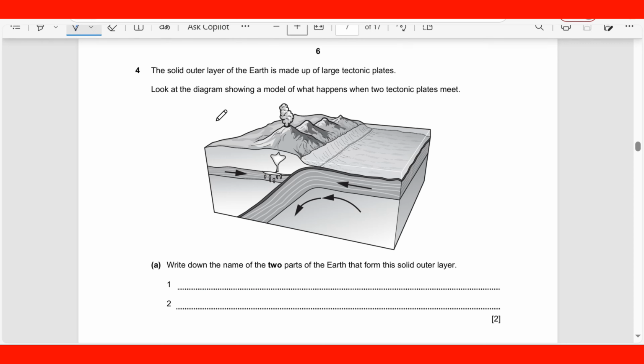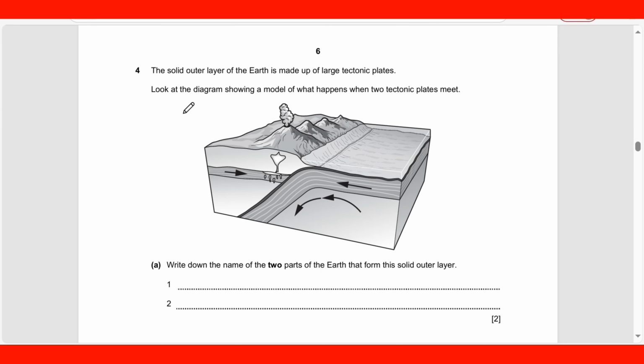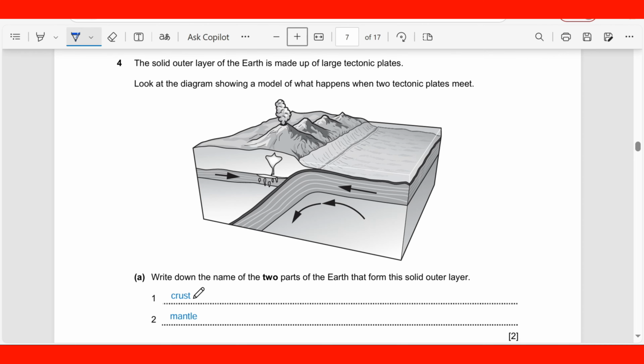Let's move on. Okay, guys, number 4. The solid outer layer of Earth is made of large tectonic plates. Look at the diagram showing a model of what happens when two tectonic plates meet. Now 4a: write down the names of two parts of the Earth that form this solid outer layer. Okay, let's check out the answer, guys. So it's crust and mantle.